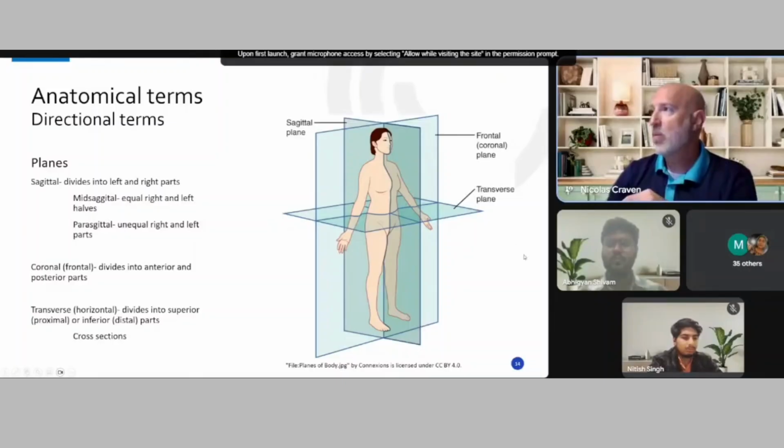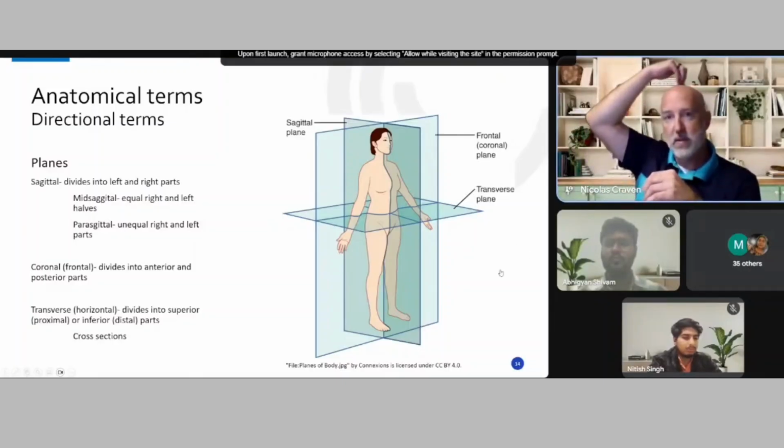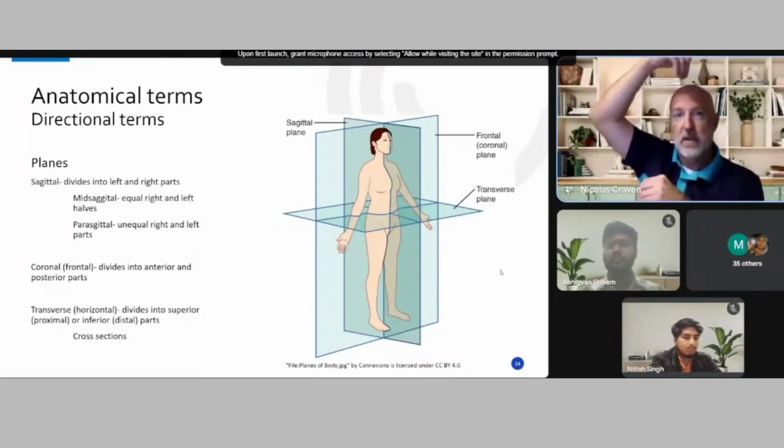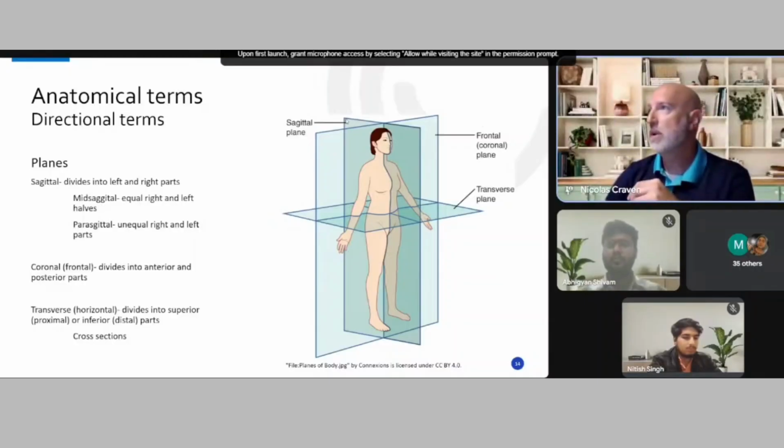And what that does is it separates the right side from the left side. So hopefully you can see right here where it says sagittal plane, that it basically cuts the person in right and left halves. Okay, and they can be equal halves or they can be unequal halves.